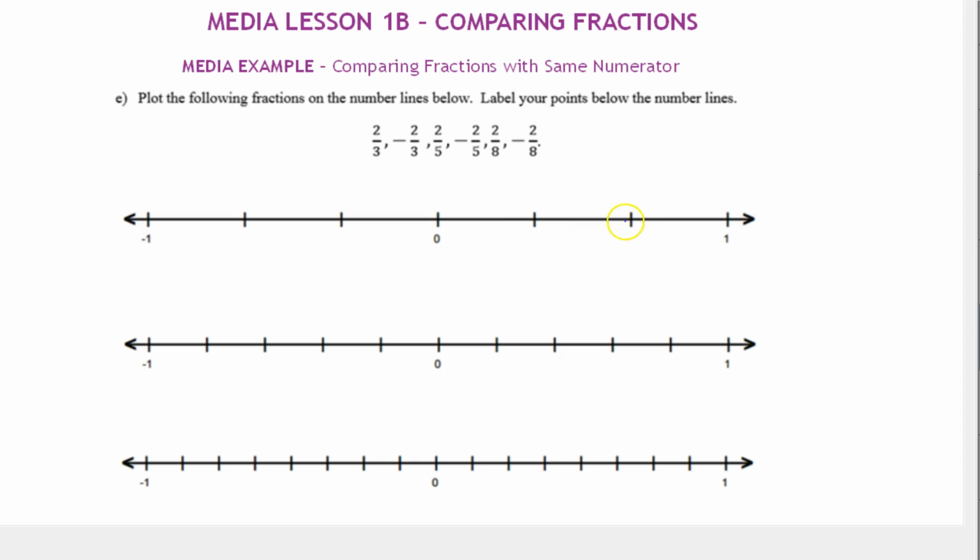So these are broken into thirds. 2/3 would be right here. And -2/3, its opposite, would be over here, or you could think of it as -2/3 in the negative direction. Now we have 2/5 and -2/5. Well, here's 2/5. This is broken into 5 pieces. And -2/5.